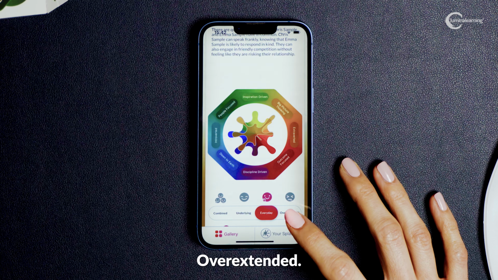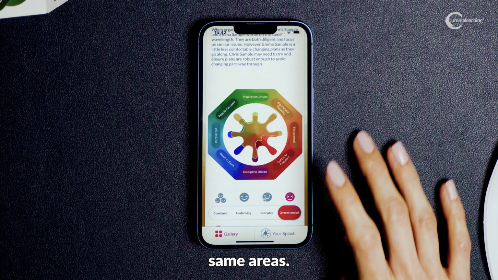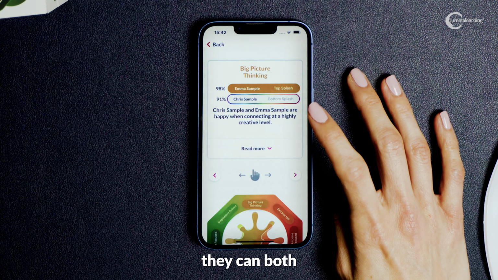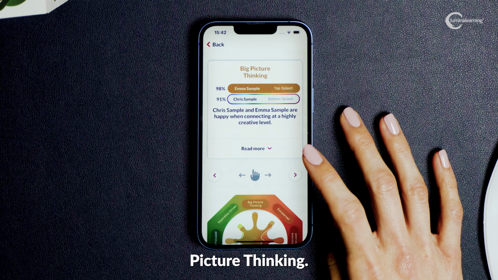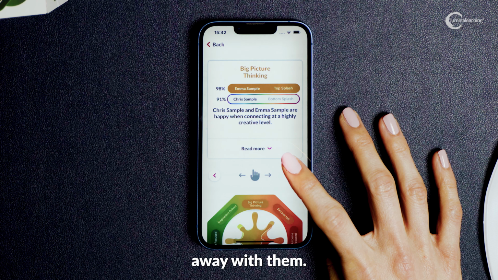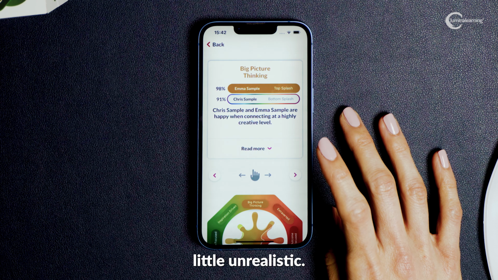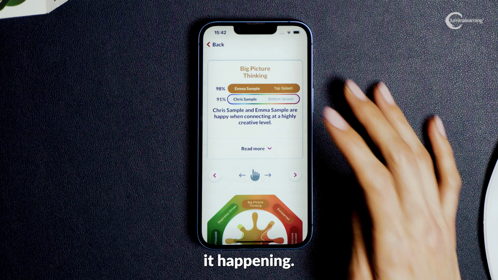Let's see what happens in their overextended. Now here we can see that they actually overextend in some of the same areas. So for example, they can both overextend in the big picture thinking. So they might need to be careful when working together, because they both might find that they let their imaginations run away with them, and they come up with ideas that are exciting, but perhaps a little unrealistic. So they might want to talk about how they can watch out for that in each other and maybe find a way to tone it down when they see it happening.